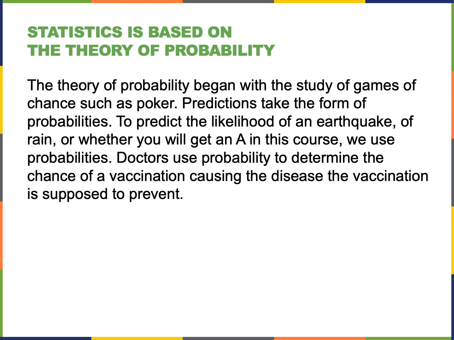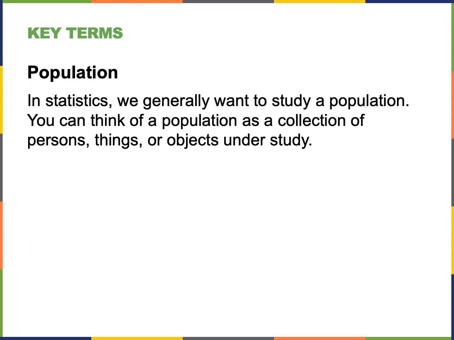Okay. So let's go over some key terms. What's a population? The key term is population. In statistics, we study populations. We can think of a population as a collection of people, things, or objects under study. A population could be anything. Let's say we're thinking about Latina women aged 30 to 40, that's a population.